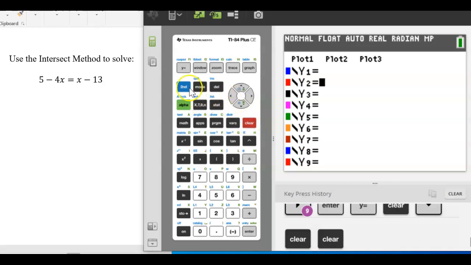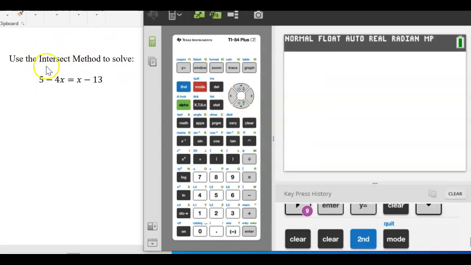Okay, so what we're going to do is take this equation here. It says use the intersect method to solve this equation. Now I know you'd want to solve that by hand, but let me show you how to use your TI-84 to solve this equation for you. It's a good tool to use sometimes, especially when the equations are harder to solve.